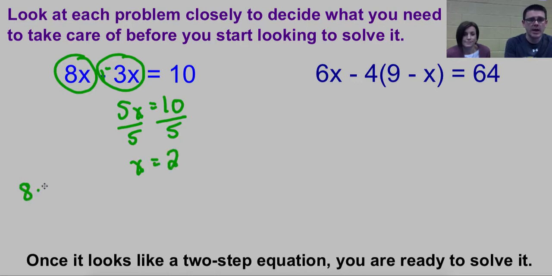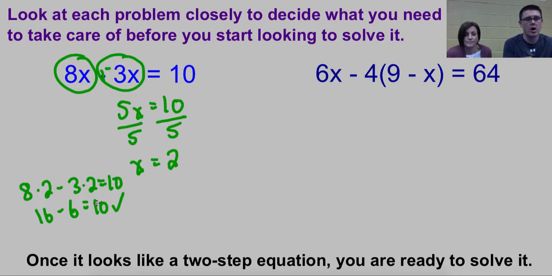Plug it back in. 8 times 2 minus 3 times 2, and I'm hoping it's equal to 10. 8 times 2 is 16, minus 3 times 2 is 6. 16 minus 6 really is 10, so I am good. But you do have to show all the way through that work. Don't just stop halfway just because you think it's going to work.